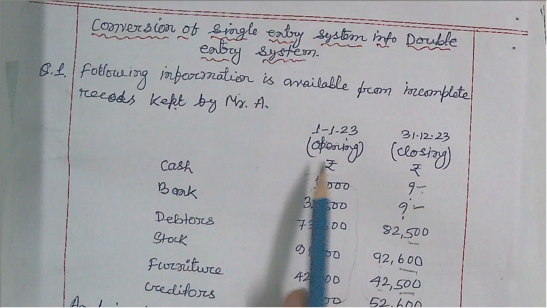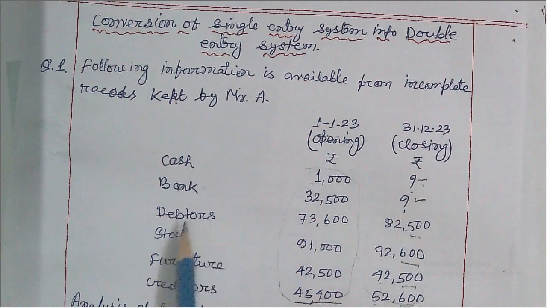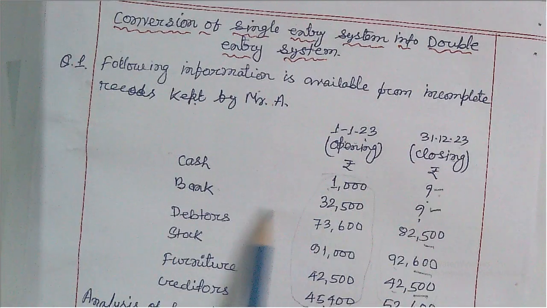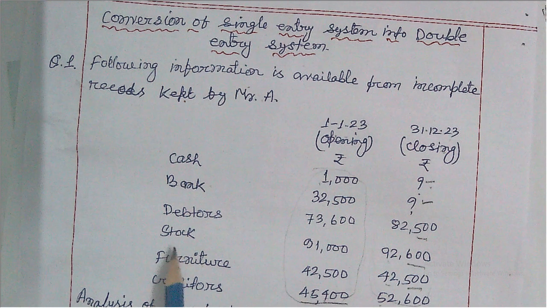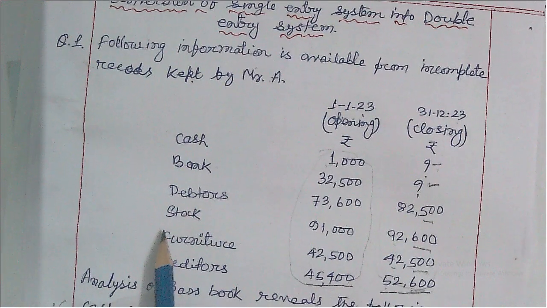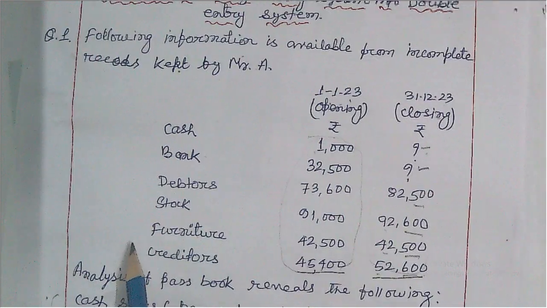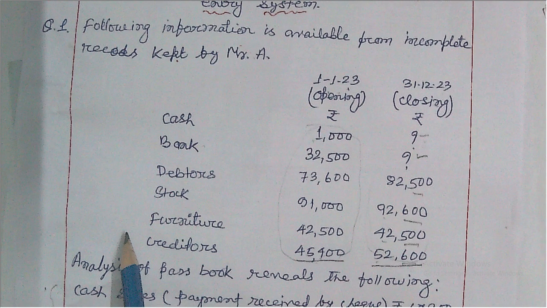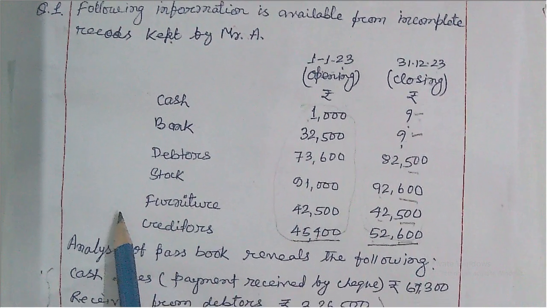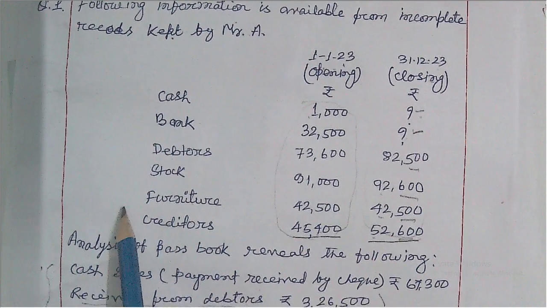Similarly, debtors account is given, opening and closing balance. The stock balance is given, both opening and closing balance. Furniture is given, both opening and closing balance. Creditors is given, both opening and closing balance. Apart from this, some more transactions are given which are performed through the bank account.